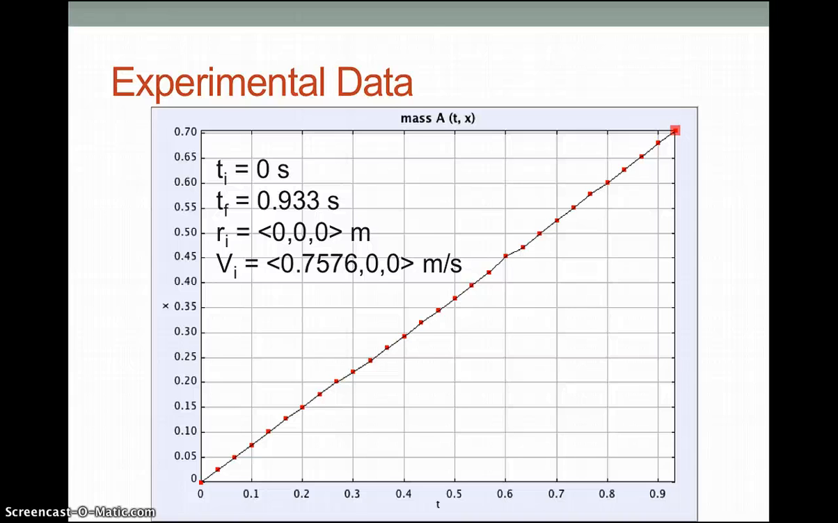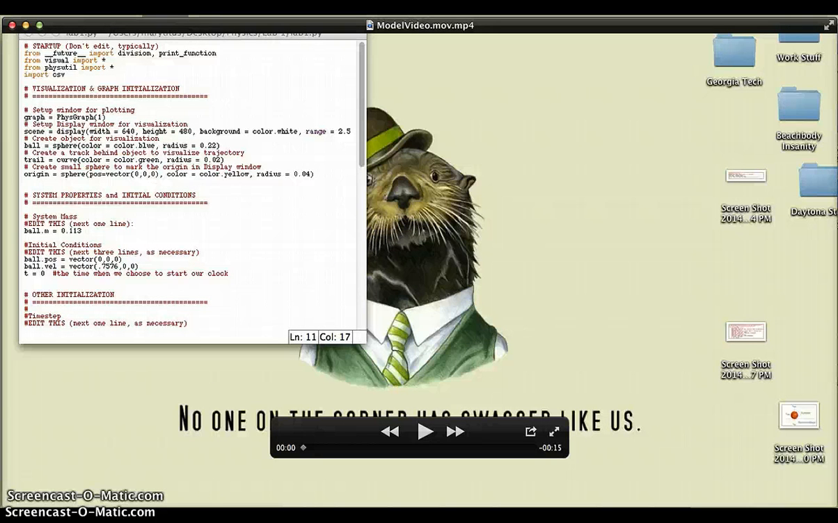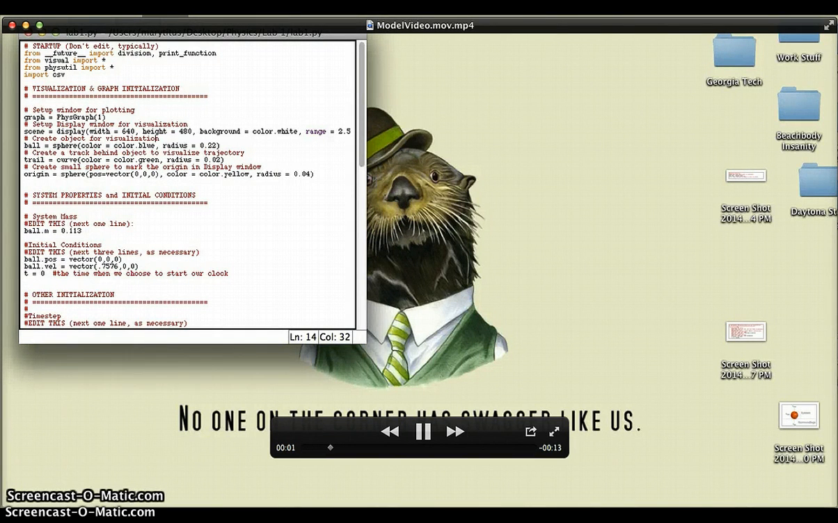The graph has a positive, seemingly constant slope, suggesting that the ball is moving at a constant velocity that was determined to be 0.7576 meters per second. From this data, I was able to generate a computer model of the ball's predicted motion during the time interval 0 to 0.933 seconds.